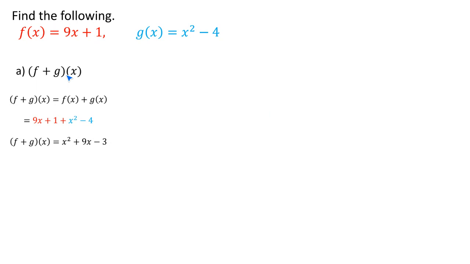And they want us to add both of these equations. So f plus g of x is defined as f of x plus g of x. So f of x is what I have in red, 9x plus 1. And g of x is what I have in blue, x squared minus 4. So now we can combine like terms. So we end up with x squared plus 9x. 1 plus -4 is a -3.